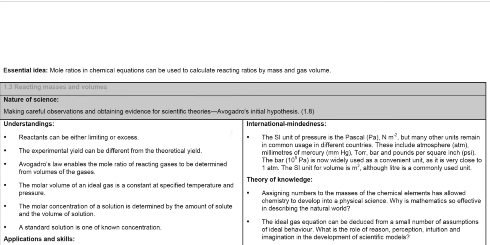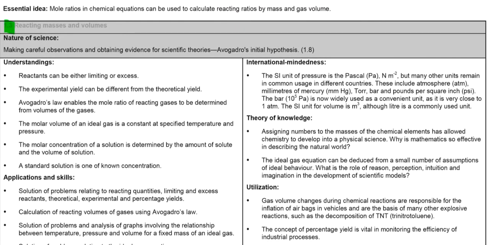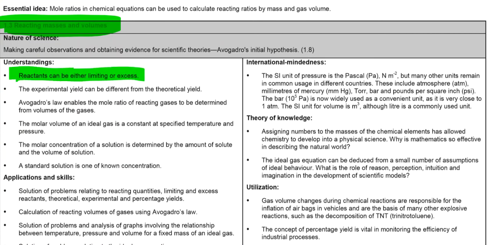Moving on, you have topic 1.3, reacting masses and volumes. Reactants can be either limiting or excess. The limiting reactant is the one that we have less of and determines the overall number of products.